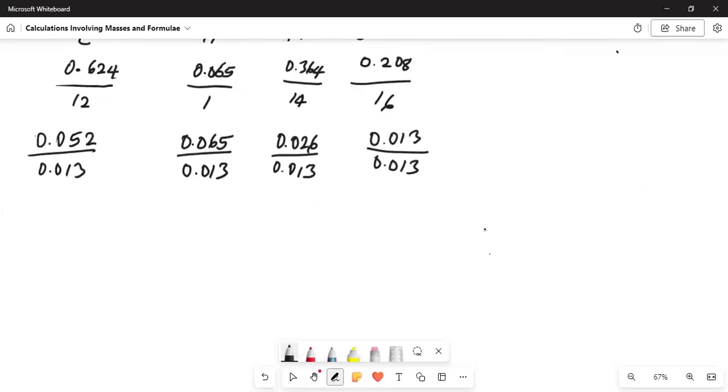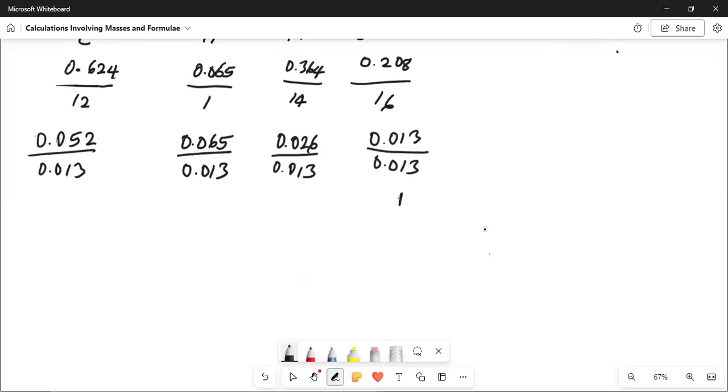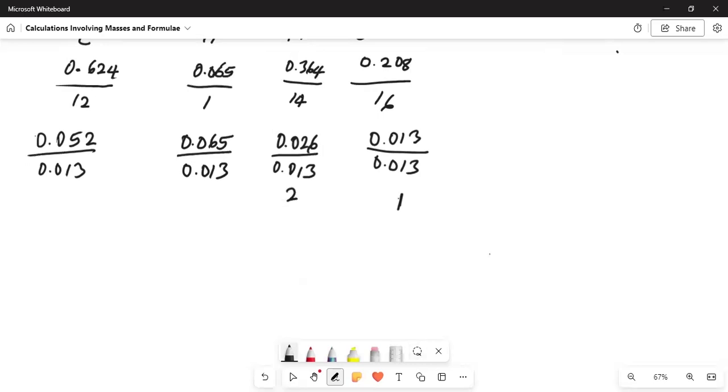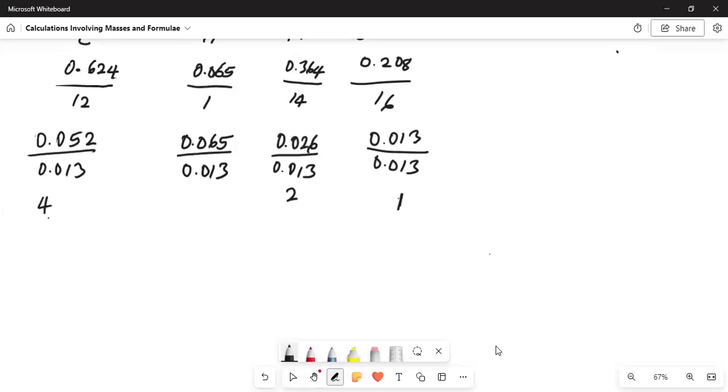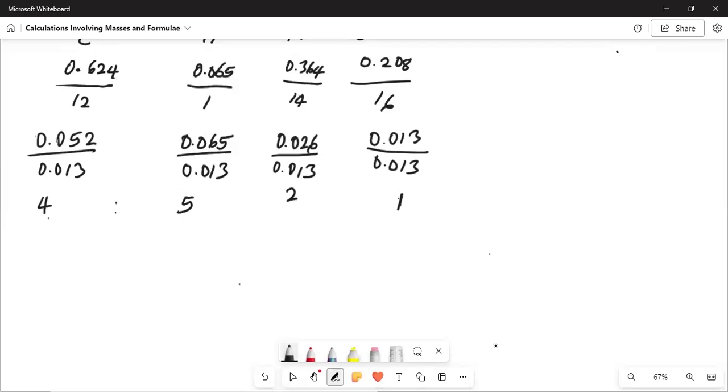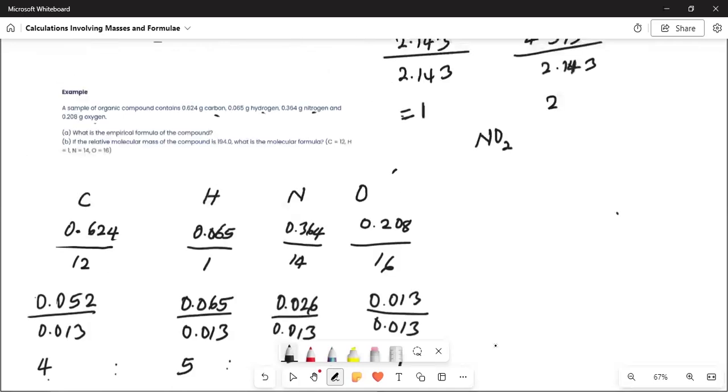0.013 divided by itself will be 1. Let me start my division. This is 2. I will divide the first one and the second one only. 0.052 divided by 0.013. That is 4. And 0.065 divided by 0.013 is 5. So the ratio is 4 to 5 to 2 to 1. Right? Therefore, the empirical formula is C4H5N2O1. Okay, that is the empirical formula.